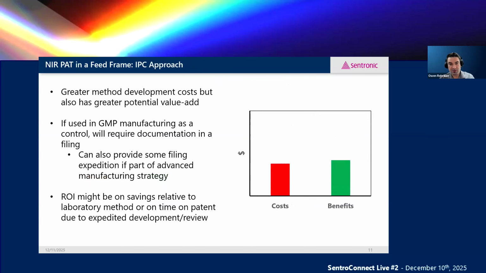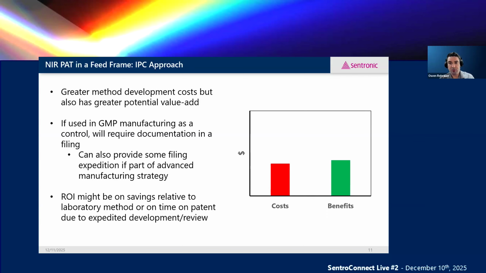We also see customers using NIR PAT in the feed frame as an IPC. This has a greater development cost because we typically are calibrating chemometric models and using them to make process decisions. Those models need to be validated, and all of that comes with non-trivial cost. This also tends to be something that ends up in a filing. This can be an advantage. Getting additional time on a filing due to expedition can have a very large dollar value, particularly for branded manufacturing.